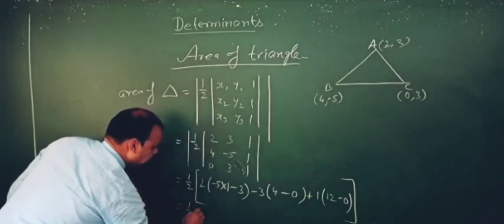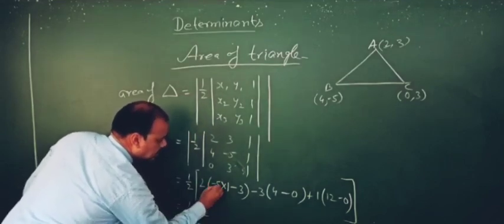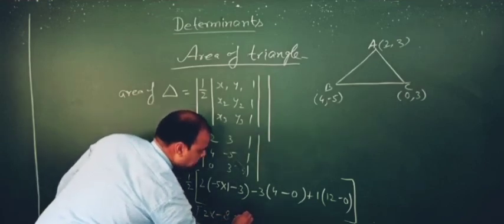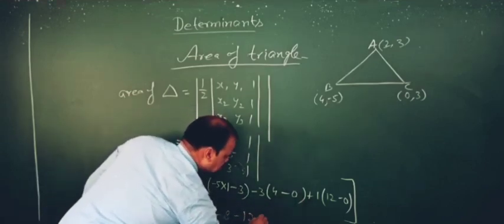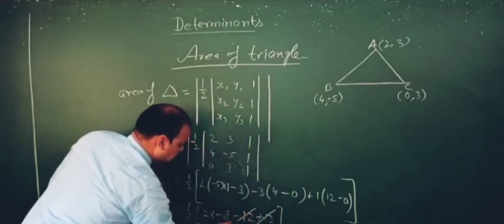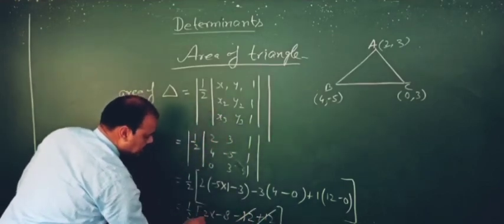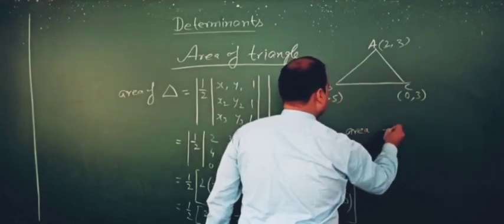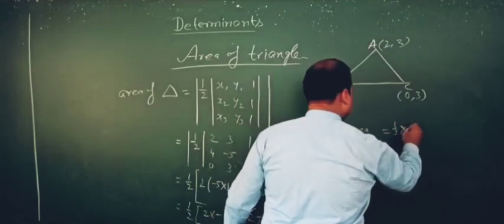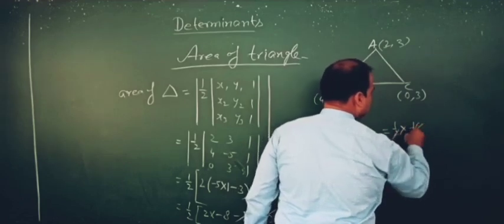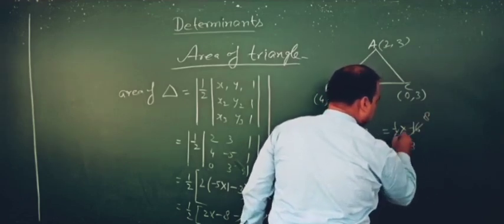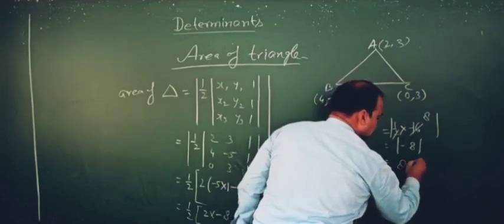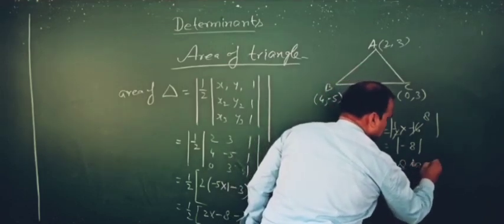So half, 2 into negative 8 minus 3 into 4, it means minus 12, plus 12, so minus 16. So area equal to half into negative 16, so negative 8, but the absolute value will be taken, equal to 8 square units.